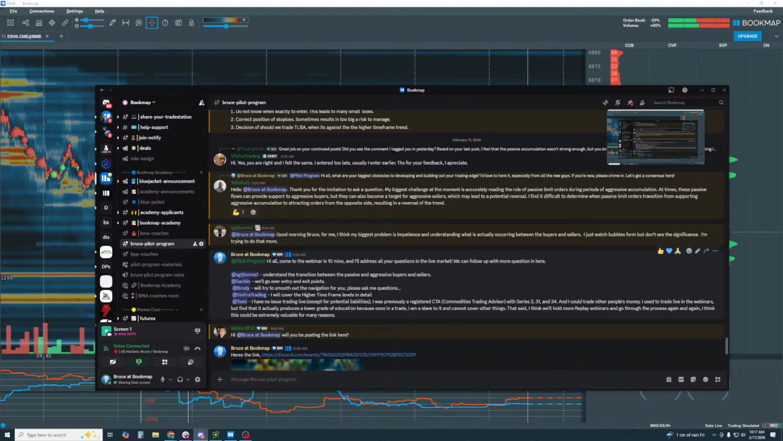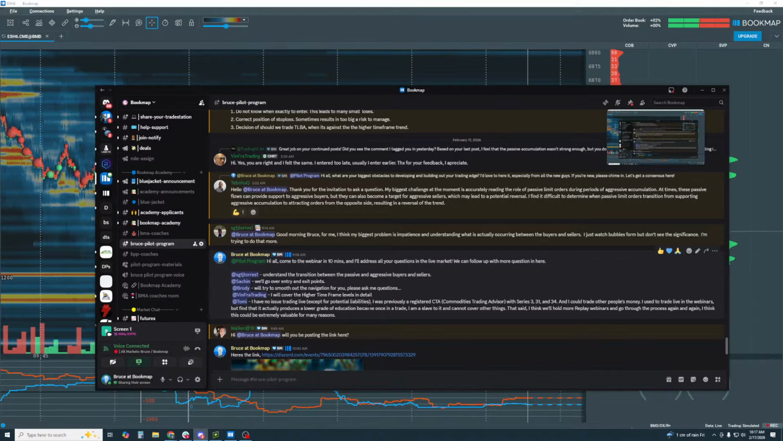But this is truly what I find. This is the truth, right? I think it offers lower grade education because everyone's focused on the P&L, and that's one thing. But then we're a slave to the trade. I can't go over multiple things because we have to go over the trade and the trade management, right?